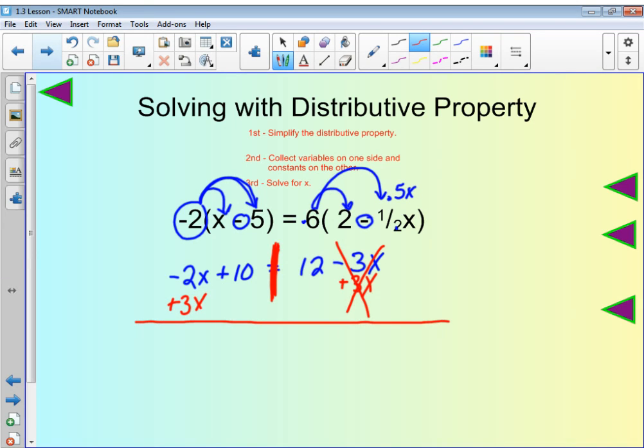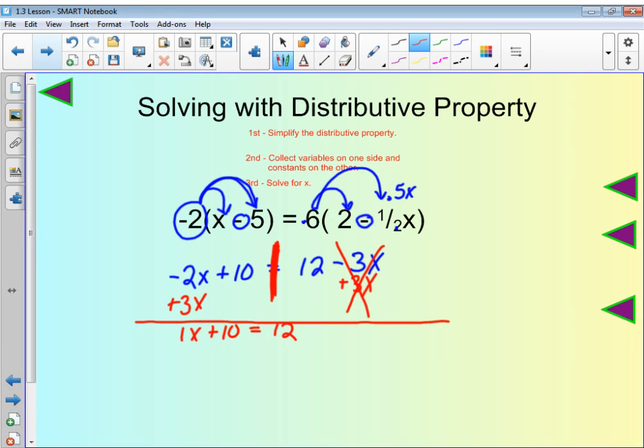So now I get negative 2 plus 3 is 1x plus 10 equals 12. And I know some of you will start seeing some shortcuts. Do I really have to rewrite the whole problem? No, but lots of times what happens is kids forget which way they moved their numbers and they end up with both their variable number and their constant number on one side of the equal sign.